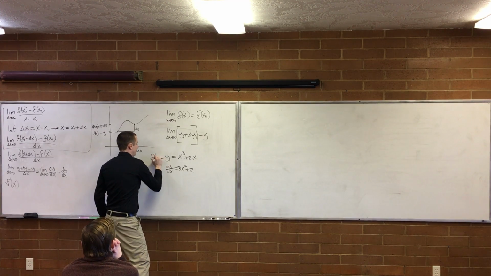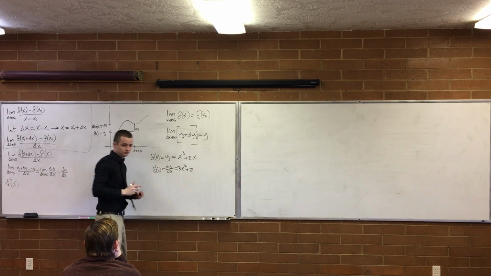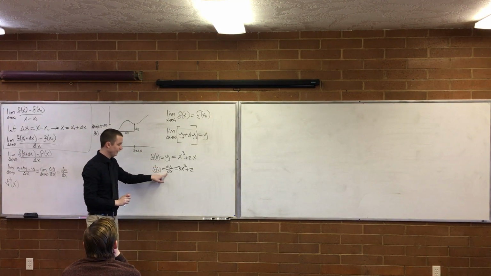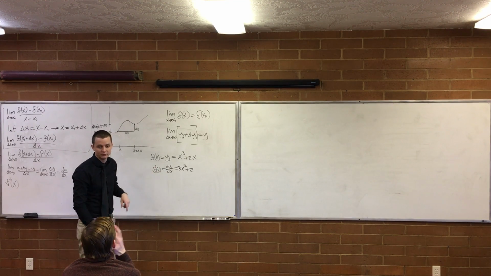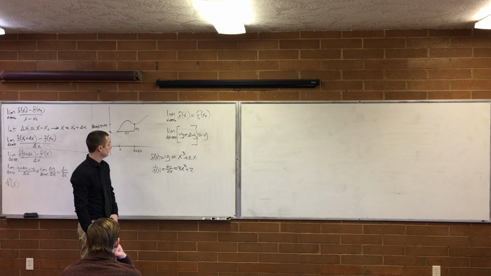If this was called f of x, then this right here is f prime of x. Derivative of y with respect to x. The derivative of y with respect to x is how we read this notation, f prime of x. So if it was x equals y cubed plus 2x, it would be dx over dy.